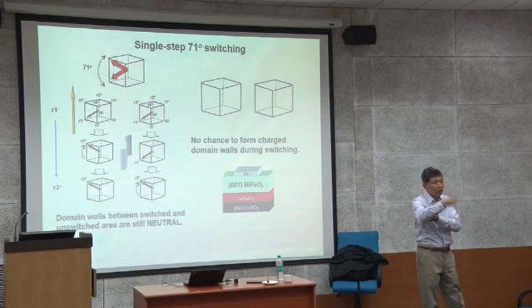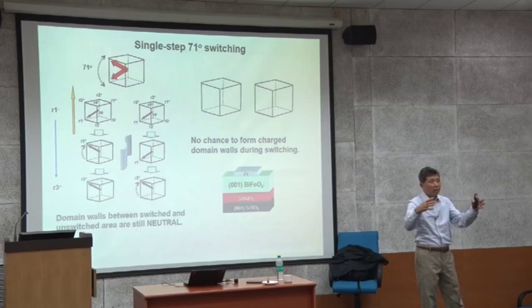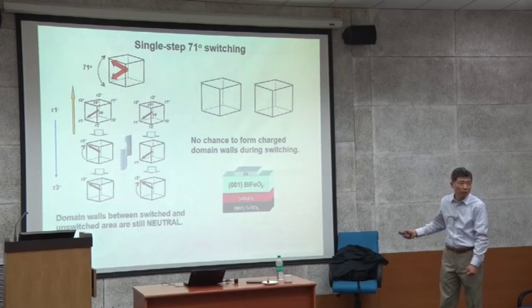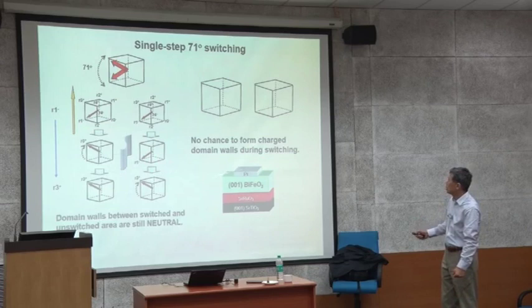So initially, going back and forth, if your electrode size is big enough, you have only that way. Between here and here, there's nothing here. But you have this, you have this. Okay? You have this, then you don't have any possibility of forming a charge domain wall. And then you can think about here, this one and that one do not form the charge domain wall. So in this way, no chance to form the charge domain wall during the switching, then we expect no fatigue.